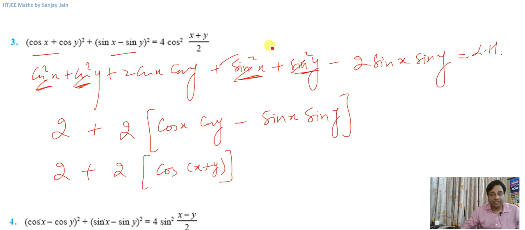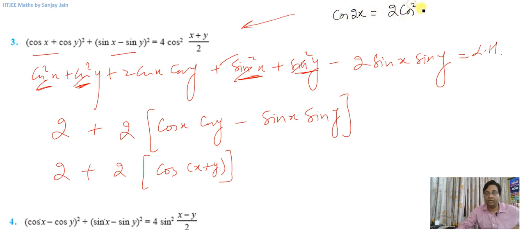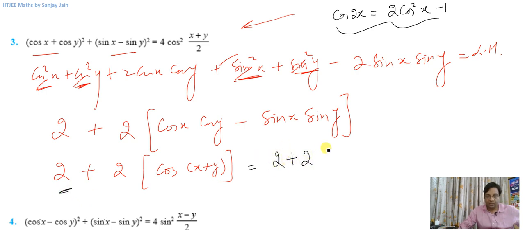On the right hand side, I require an expression in cos squared. If you remember, I told you that if I have cos 2x, I can write it as 2 cos squared x minus 1. This is something that I am going to do here. This is 2, so I will write 2 here plus 2 here, and inside the bracket I will write 2 cos squared. This is 2x, this is half of 2x, so I will write half of this angle here, that is x plus y by 2, and then minus 1.